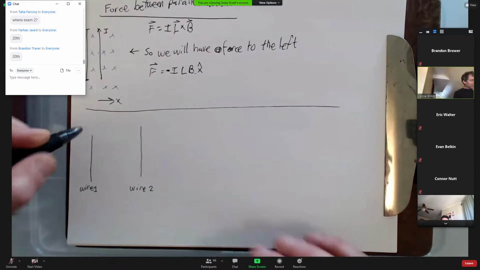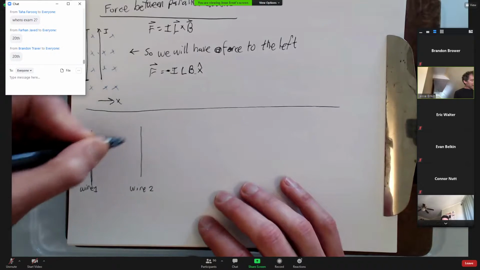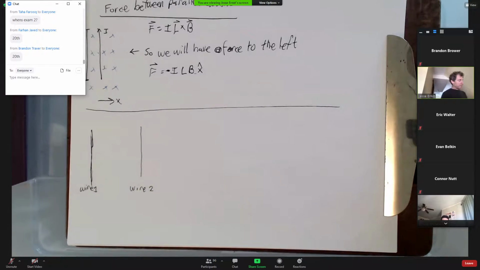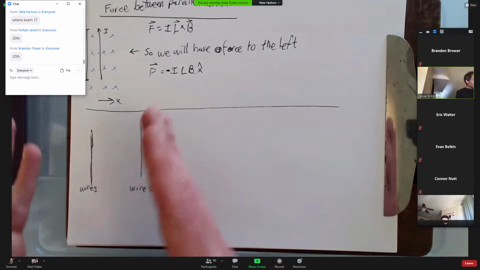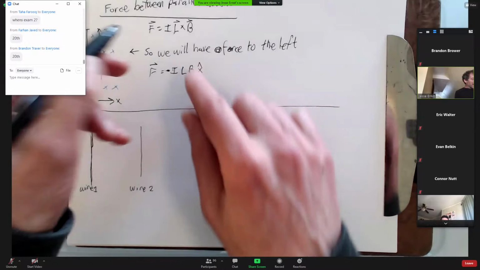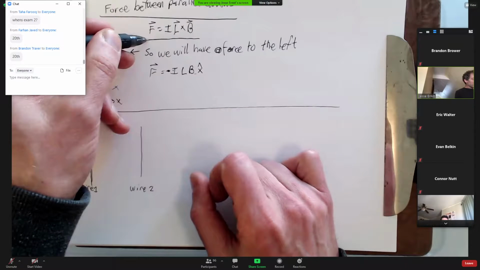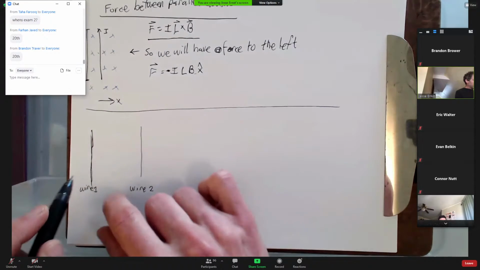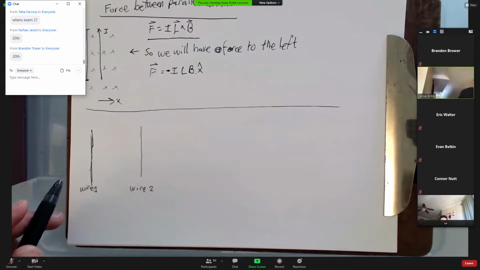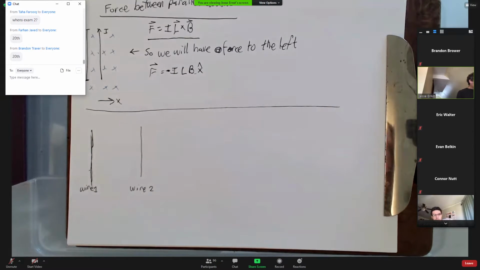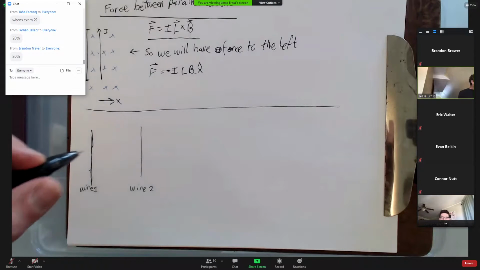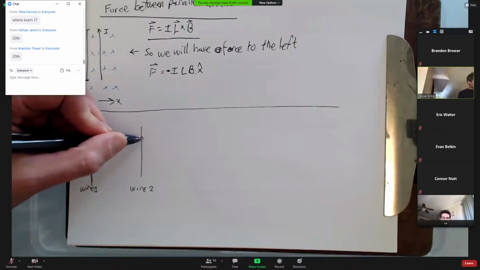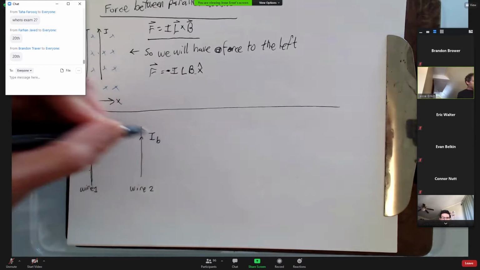Perhaps the most important thing to grasp about this topic is that it's nothing new. We're going to use the same IL cross B result that we had last chapter and the result that we just derived for the B field near a long straight wire. So let's say this one carries a current IA, and this one carries a current IB, both up.